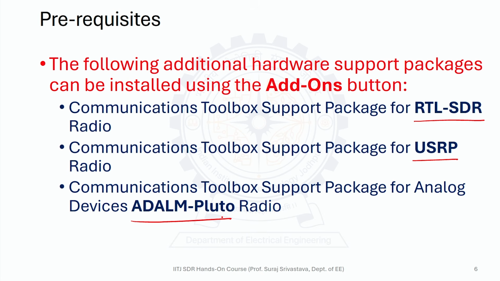So in most of the exercises which we'll do, we'll use USRP B200 for transmitter and RTL SDR for receiver. But if you don't have RTL SDR, you can use USRP for both transmitter and receiver, and same is true for ADALM-Pluto SDR. You can use ADALM-Pluto SDR also for both transmitter and receiver.